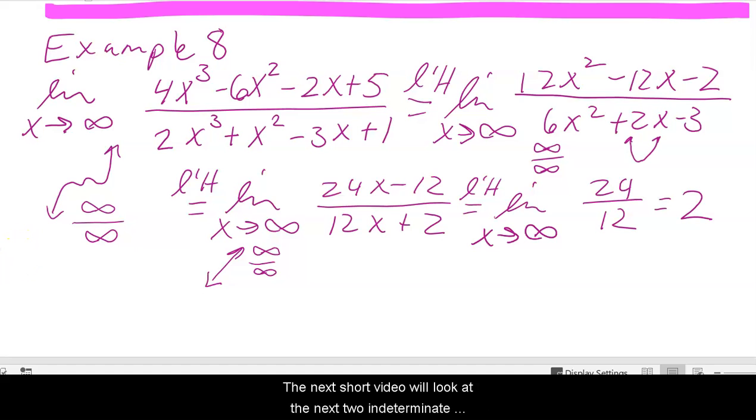In the next short video, we'll look at the next two indeterminate forms, which are arithmetic in basis. Then we'll look at the three power indeterminate forms. There are 7 indeterminate forms in all.